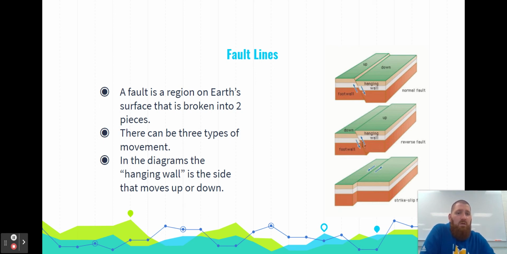So we can see right here, this part moved up, that's our hanging wall, and this part moved down, that's our hanging wall right here. The footwall has that downward slope or points down there. All right. Kind of looks like a doorstop, and then this thing is either going to slide up or slide down that doorstop.